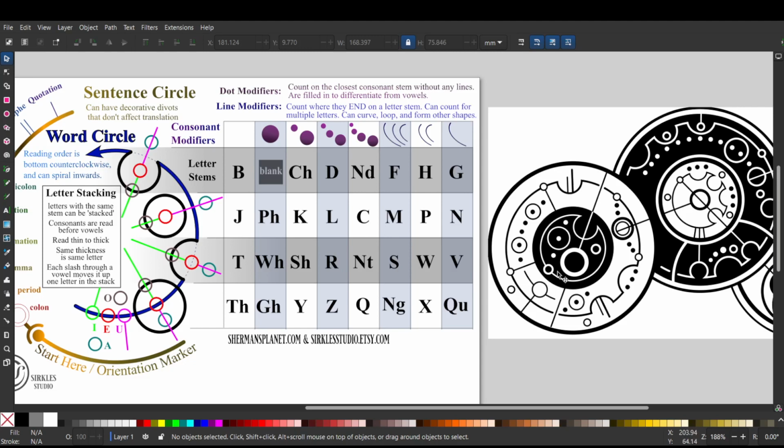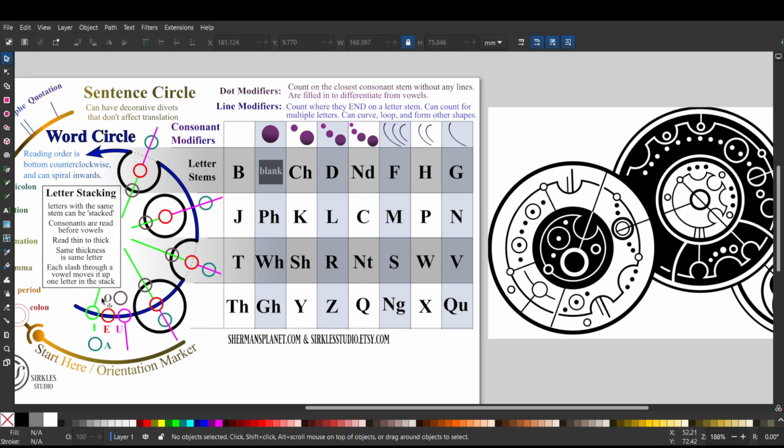W-I-L-L-I-A-M, William. And then our last word in this chunk starts here with this circle, and this is in the negative, so I'm just going to be reading the white lines instead of the black. So we have this white line, which is a circle inside the word circle with 1 line coming from it, so it's like that N here, because it's also an N.